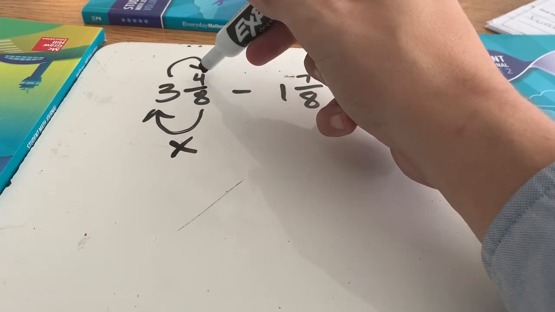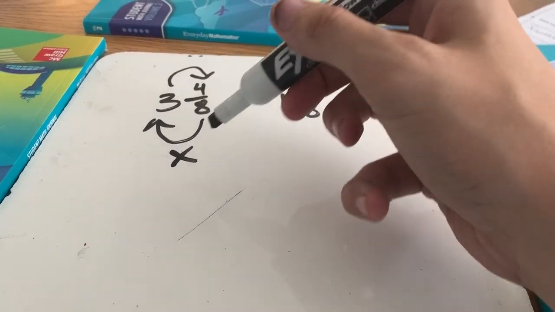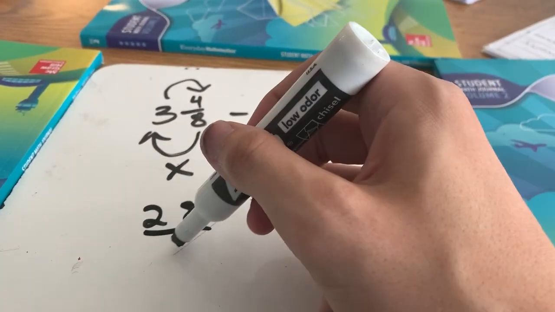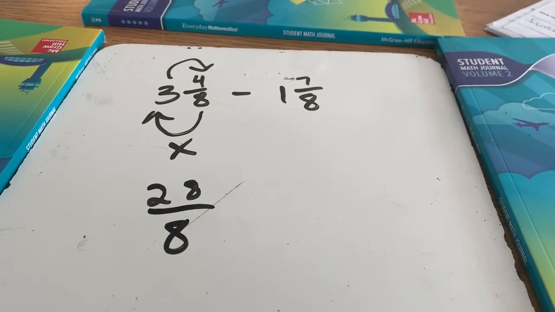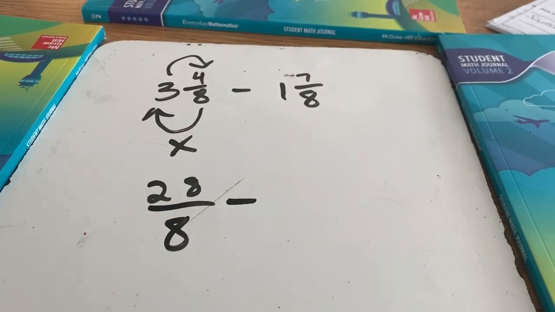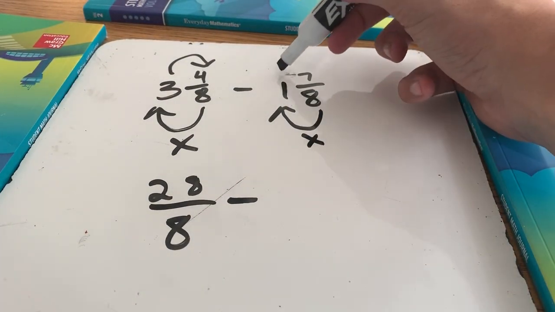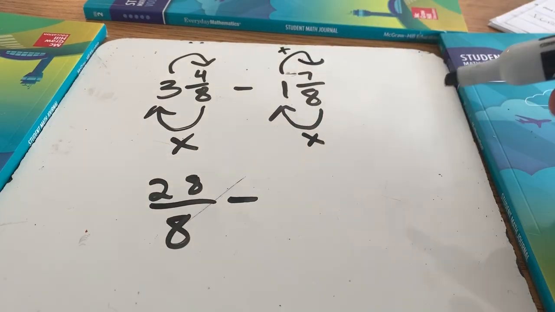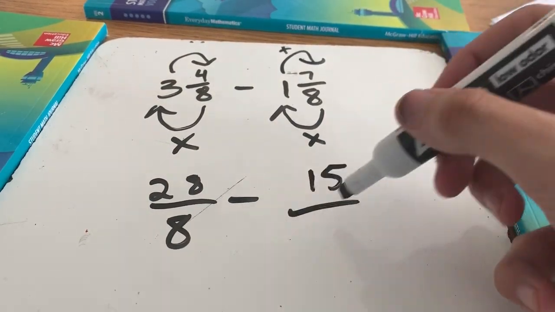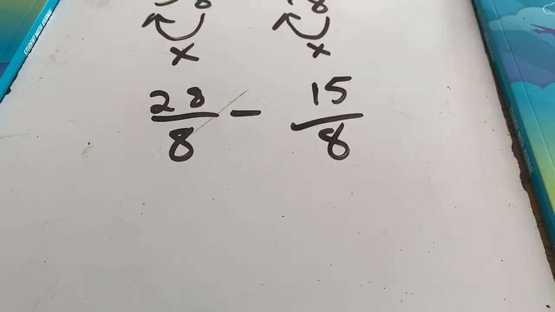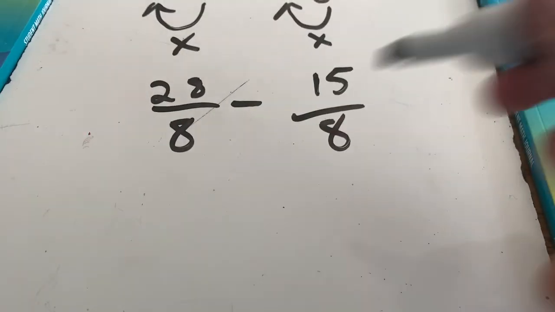24 plus 4 is 28. And then I'm going to keep my denominator the same, so that turns into 28/8. Still subtracting. 8 times 1 is 8, plus 7 is 15, so this now turns into 15/8. So now I have a much simpler problem. 28/8 minus 15/8. I can do that in my head.